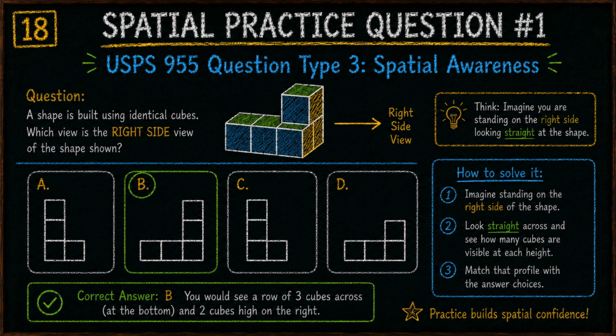The correct answer shown is B. From the right side, you would see a row of 3 cubes across the bottom and a 2-cube high section on the right. That matches option B. The other options may look close, but they do not match the right side profile.